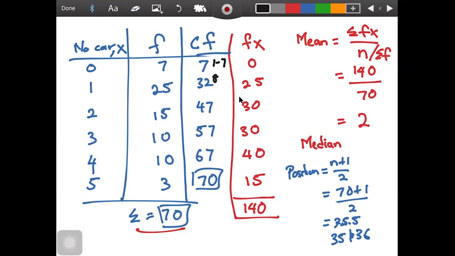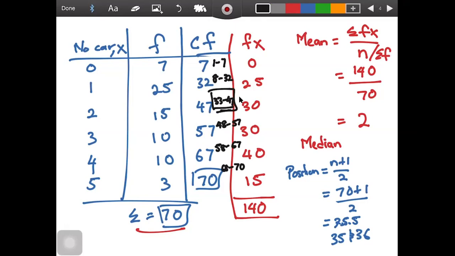Then here is 8 until 32, 33 until 47, 48 until 57, 58 until 67, 68 until 70. Okay, so the position we are looking at is 35 and 36. So 35 and 36 falls under here, because this is the position between 35 to 47.